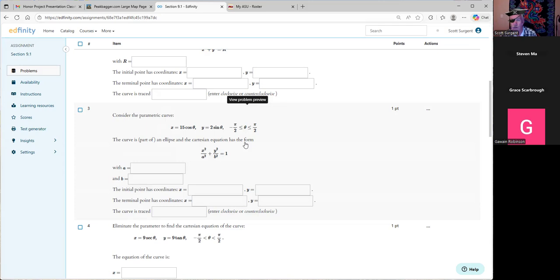Okay. It kind of gives you the hint right there where you have that x squared over a squared plus y squared over b squared equals 1.